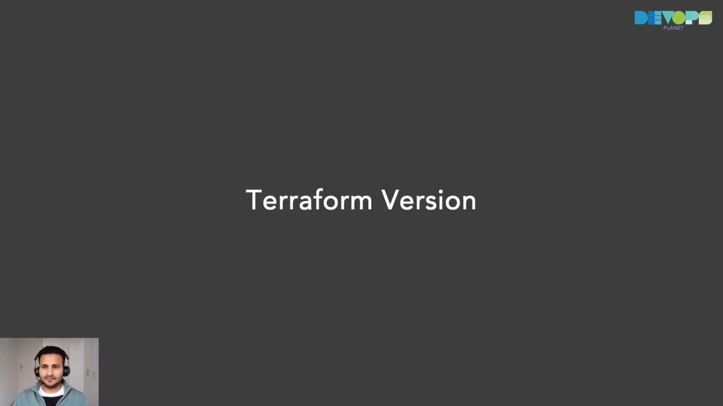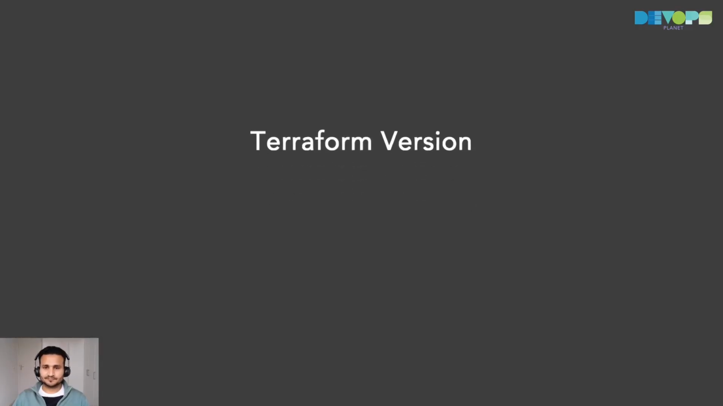So we have to install it. We already saw how we are installing it and how we are upgrading the version. But with the help of the Terraform version command, we can list out the current version, and if there is any latest version available for Terraform, we can also see that. So let's have a look.